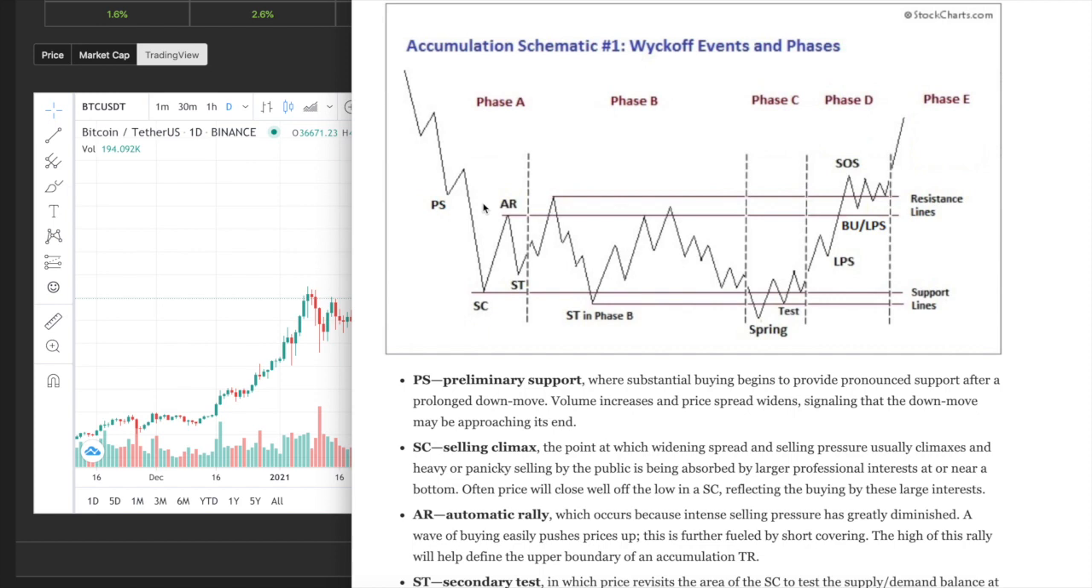So first you have phase A. This is in the downturn, and you finally find some consolidation. This is where they are picking up and accumulating. So you guys can see kind of how the charts go.